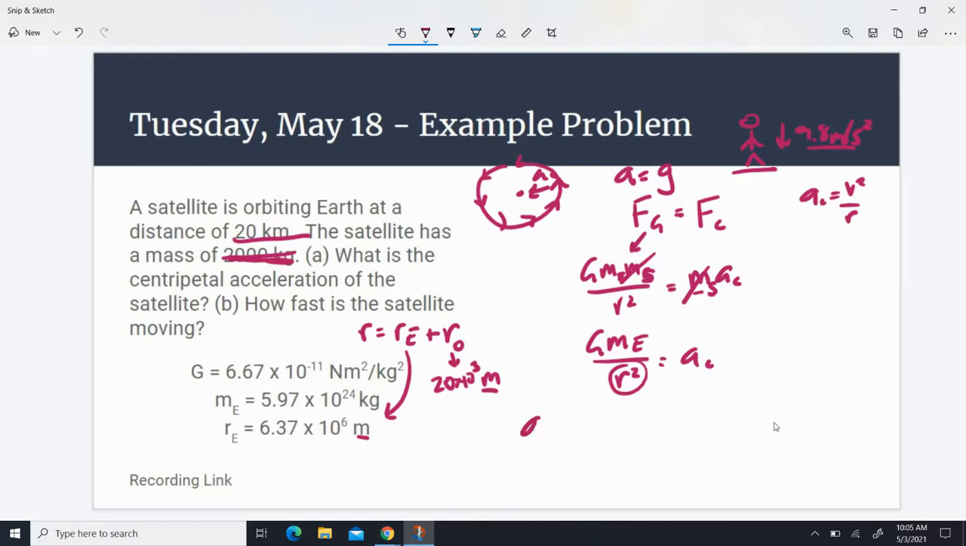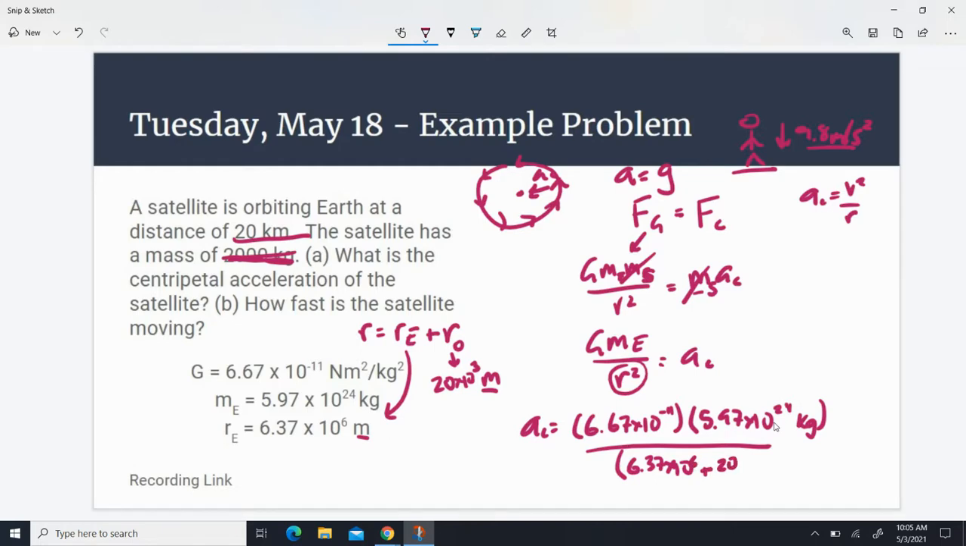So now I can say that AC is equal to 6.67 times 10 to the negative 11th for G. And then the mass of the Earth is 5.97 times 10 to the 24th kilograms, yikes. And then radius squared, don't forget to square. Remember, I've got to do radius of my orbit, so that's going to be 6.37 times 10 to the 6th plus 20 times 10 to the 3rd. And then I'm going to add those together and then square them.